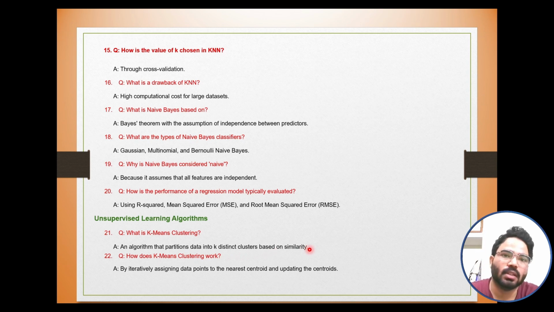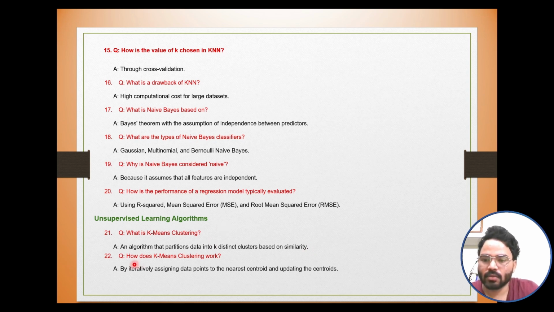K-means clustering uses a distance metric, either Euclidean distance, Manhattan distance, or any distance you can use, and it will calculate the distance between the points. Based on how many clusters you want, it will calculate the centroids, and after calculating the centroids, it will partition the data into those k parts, whatever you want, like 5 parts or 6 parts.